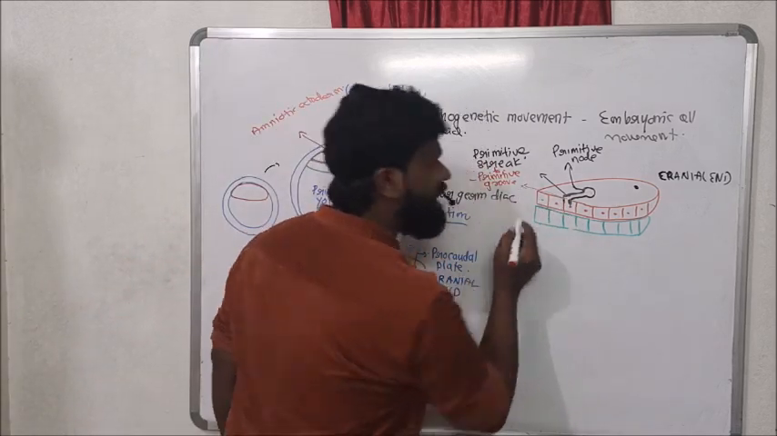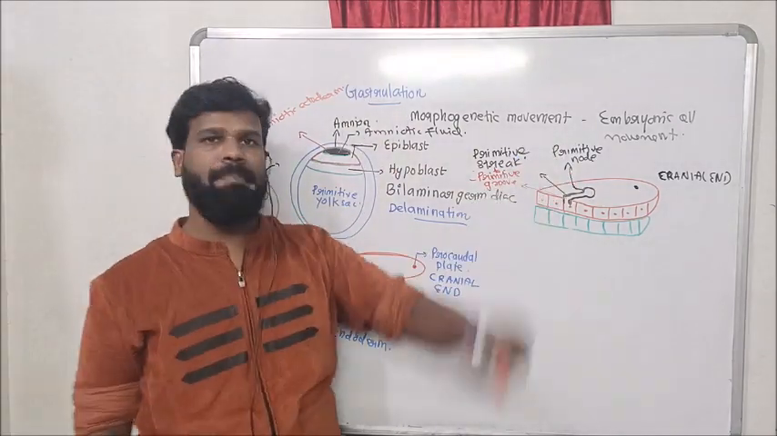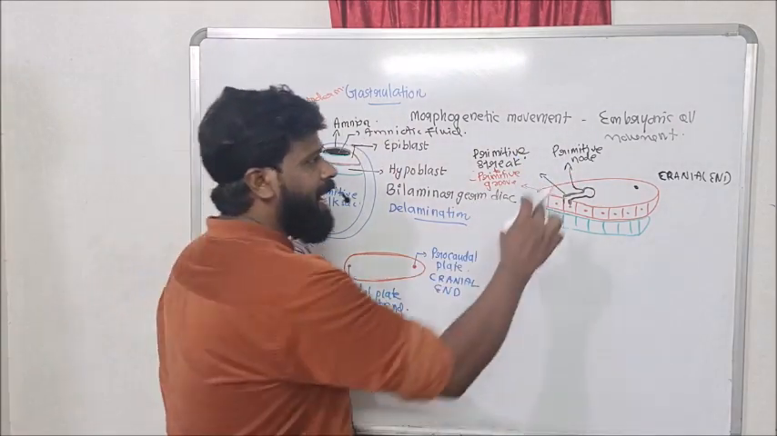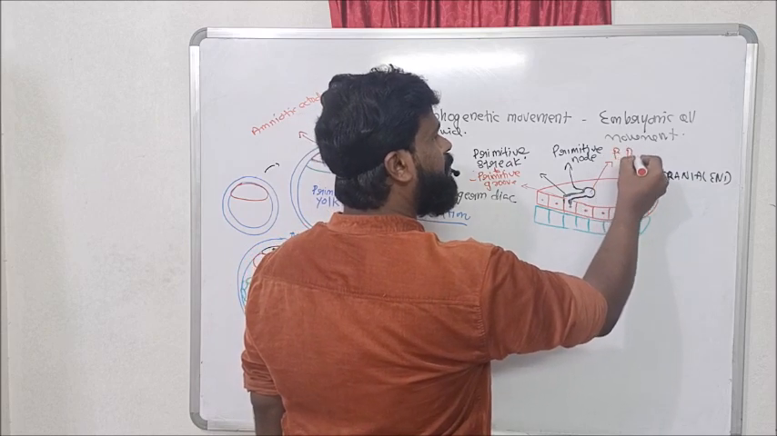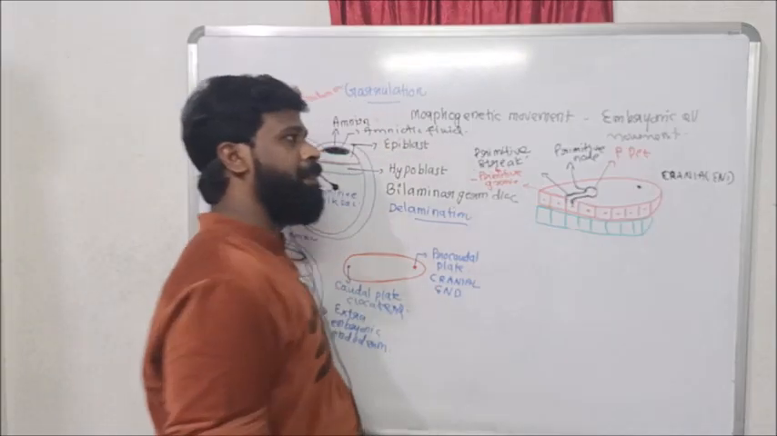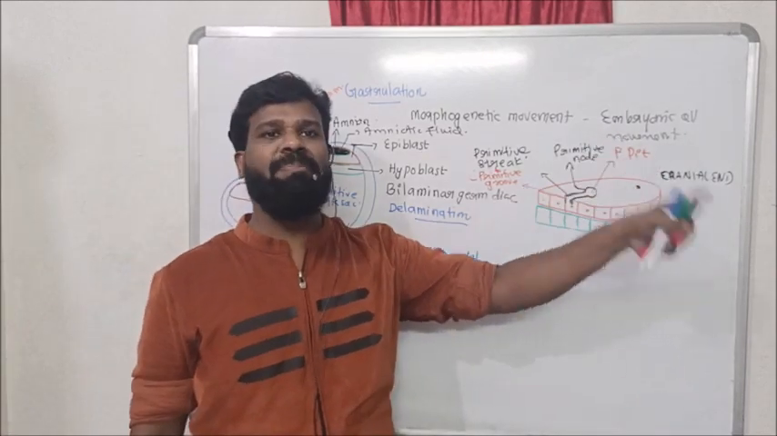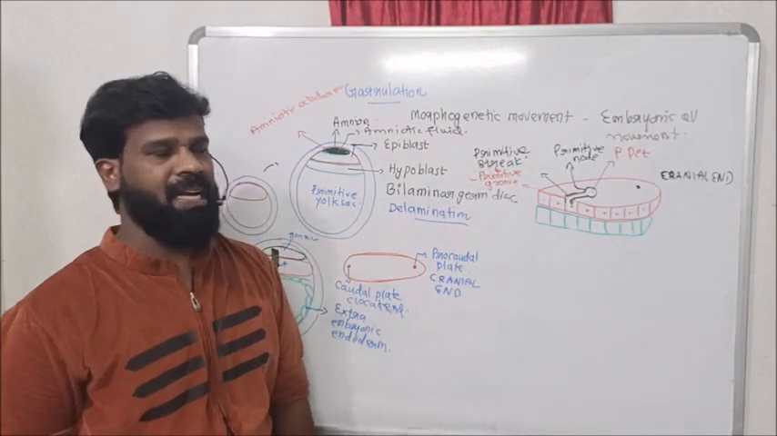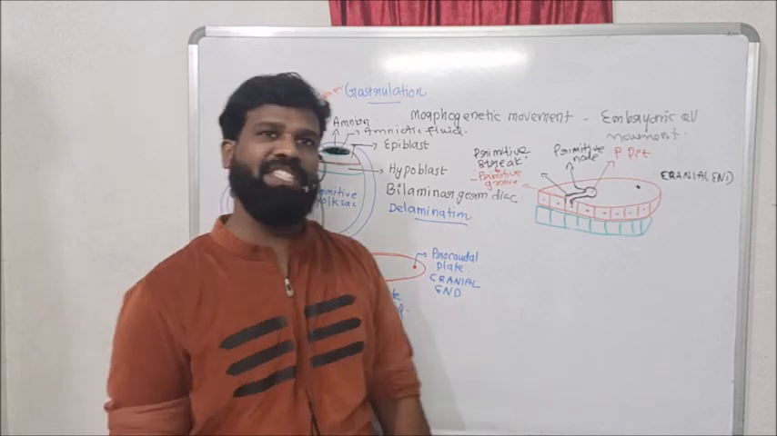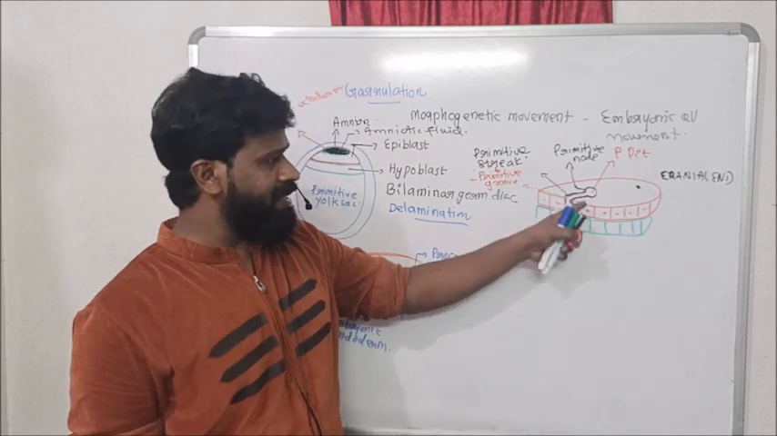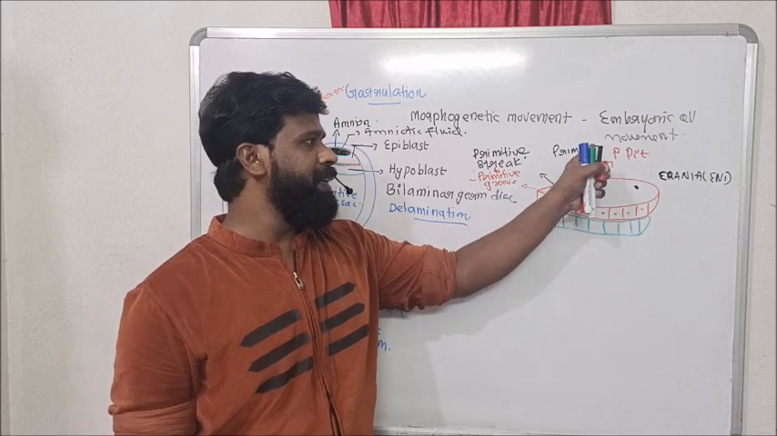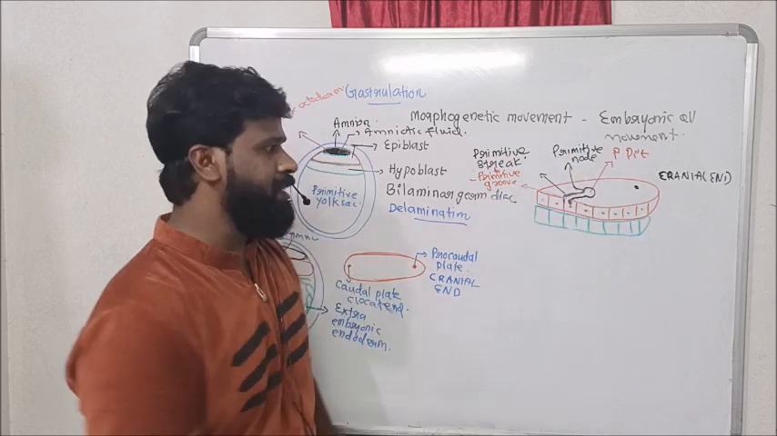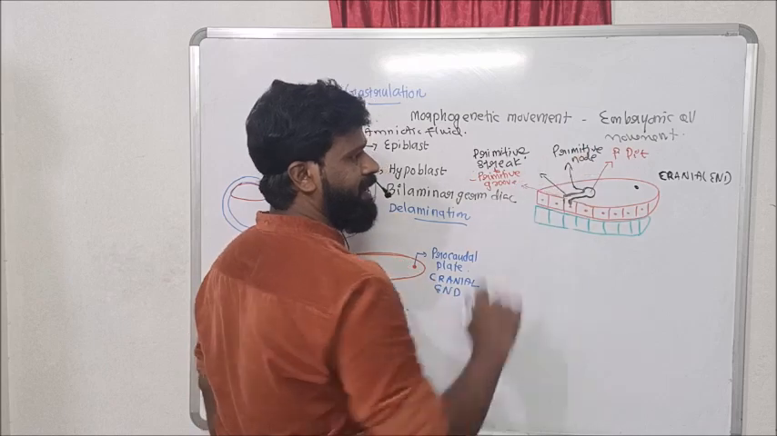The primitive streak becomes the primitive groove, and the primitive node becomes the primitive pit. After the death of some of the cells in the primitive streak and primitive node, the cavity is formed here: the primitive streak becomes the primitive groove and the primitive node becomes the primitive pit.